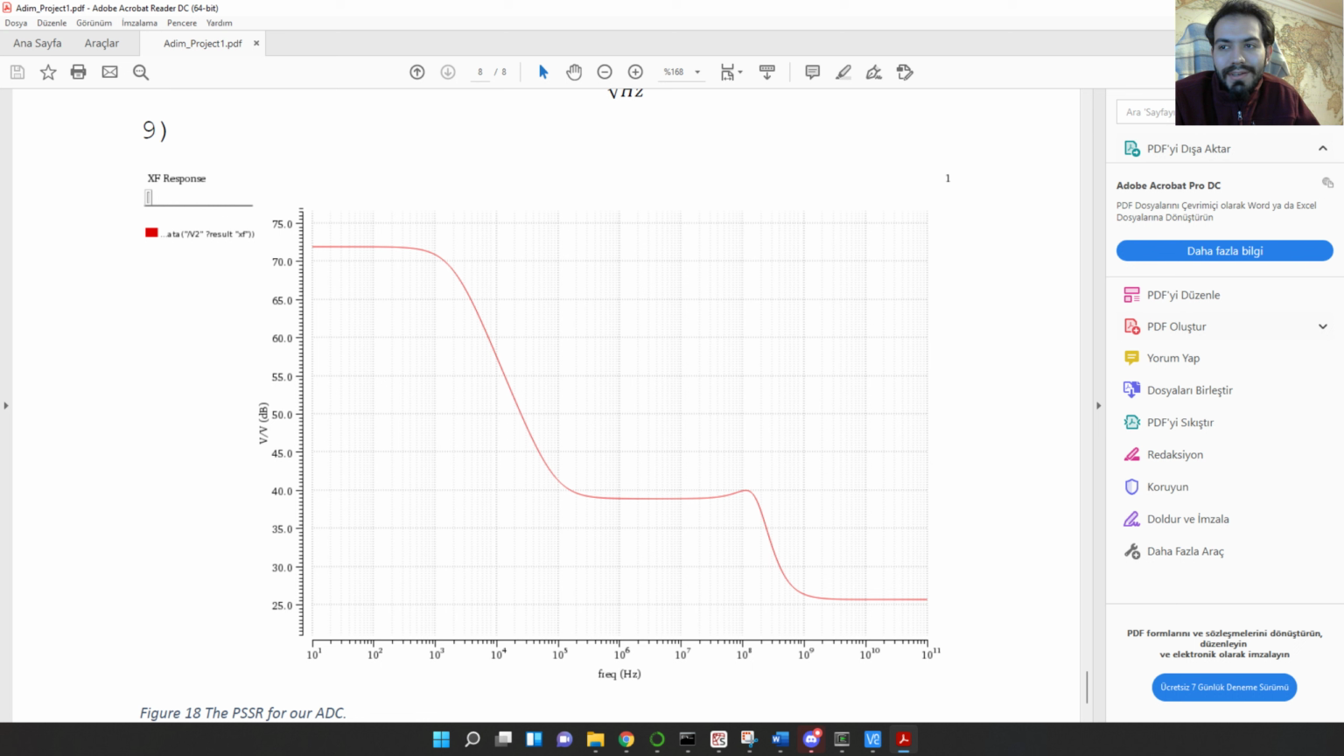Because noise coming from the digital parts of our circuit is usually higher frequency, but we actually have quite acceptable 40 decibels, give or take, of PSRR, power supply rejection, which is good.